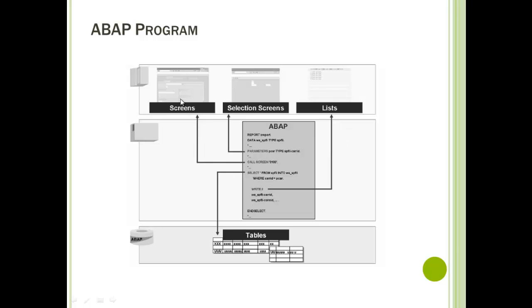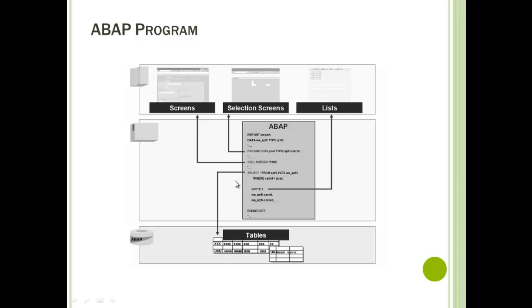So the ABAP program contains screens, selection screens and lists. When we run a program, for example VA01 or SU01, we get a screen where you need to key in something. Then you also have a program where you can select the screens, some screens which you will be calling to input some parameters, and it can also output some details.